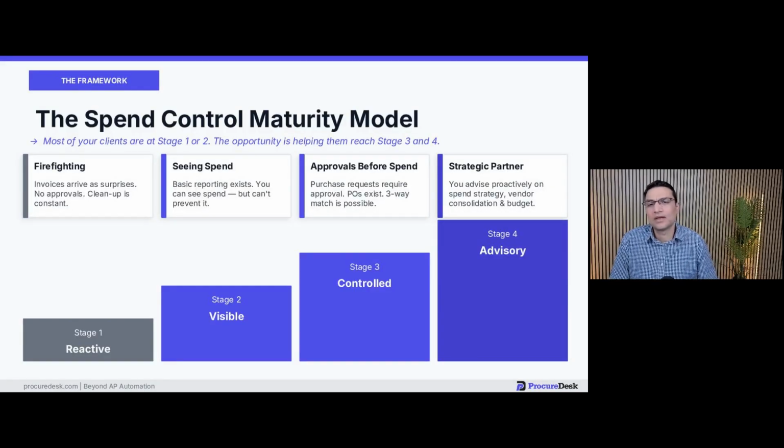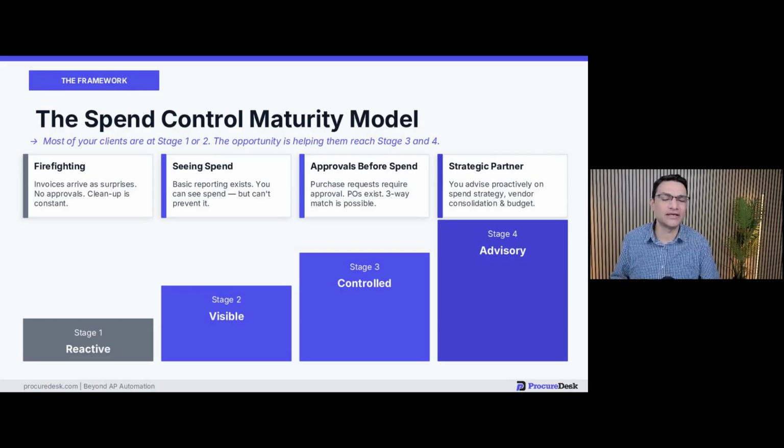All right. So it's four stages, and we'll cover each one of them and provide details on how to assess that, right? Stage one is reactive, stage two is visible, stage three is controlled, and stage four is advisory. I'm sure you guessed it: where you can increase your revenue by offering advisory services is towards stage three and stage four.